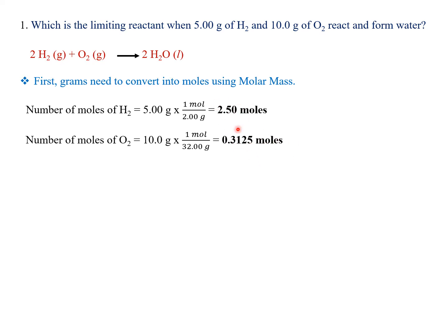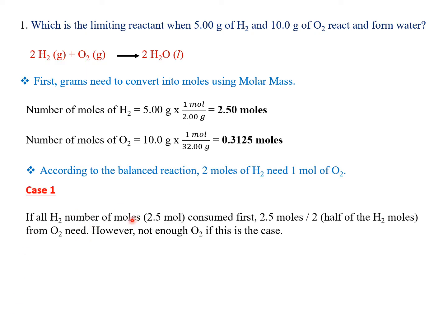Now these are the available amounts at the beginning. Now we need to match these available amounts according to the theoretical ratio in the balanced equation. So let's combine the 2 to 1 ratio using these available amounts.